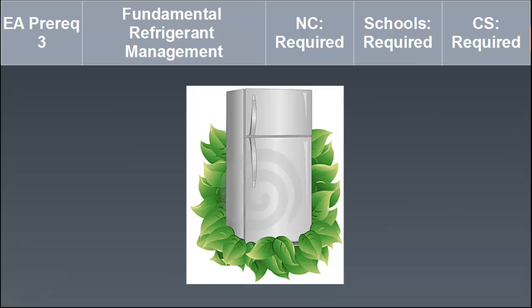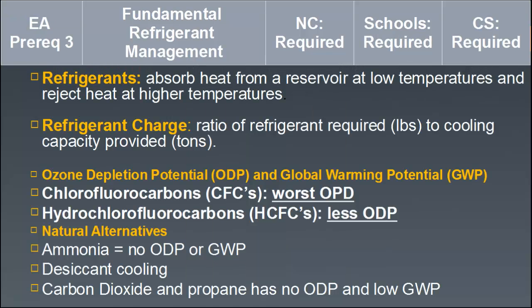EA Prerequisite 3, Fundamental Refrigerant Management, is required for all projects since it's a prerequisite. It's important to know terminology for this credit. Refrigerants absorb heat from a reservoir at low temperatures and reject heat at high temperatures. Refrigerant charge is the ratio of refrigerant requirements to cooling capacity provided. And ozone depletion potential and global warming potential are the two factors we're taking into consideration.